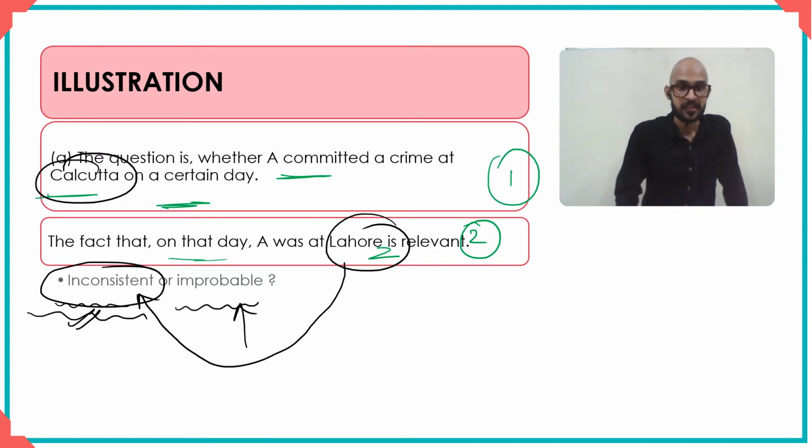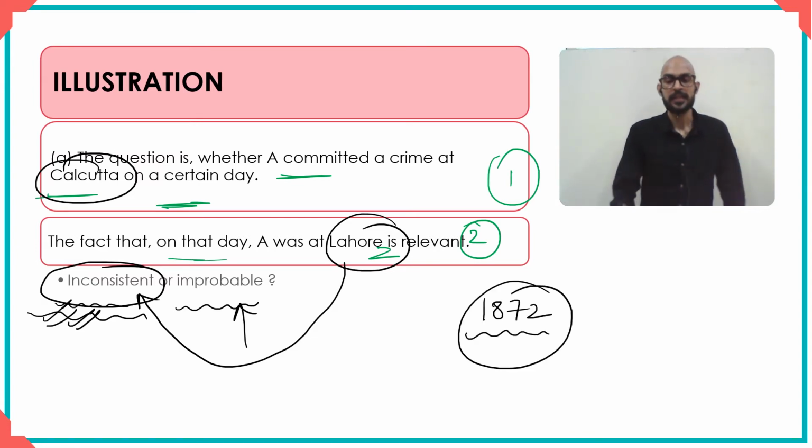Likewise, in this case, it is a case of inconsistency. Let me also tell you a few things. The Indian Evidence Act is an act of 1872, right? In 1872, you did not have flights, right?